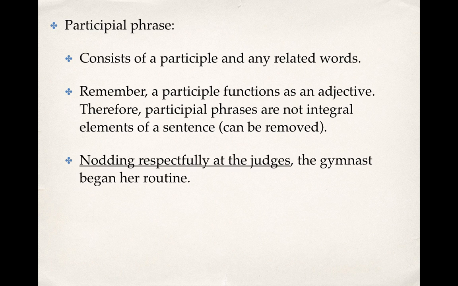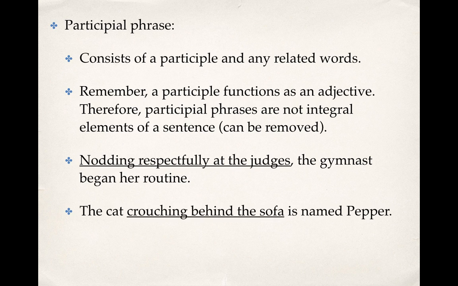For example, nodding respectfully at the judges, the gymnast began her routine. Okay, so that phrase, we could cross that out and we would still have a complete sentence. The gymnast began her routine. Because what this whole phrase is doing, it's modifying the noun gymnast. Okay, it starts with that ing, nodding respectfully at the judges, the gymnast. And often participial phrases do begin a sentence and have a comma after them. Not always, but they often do.